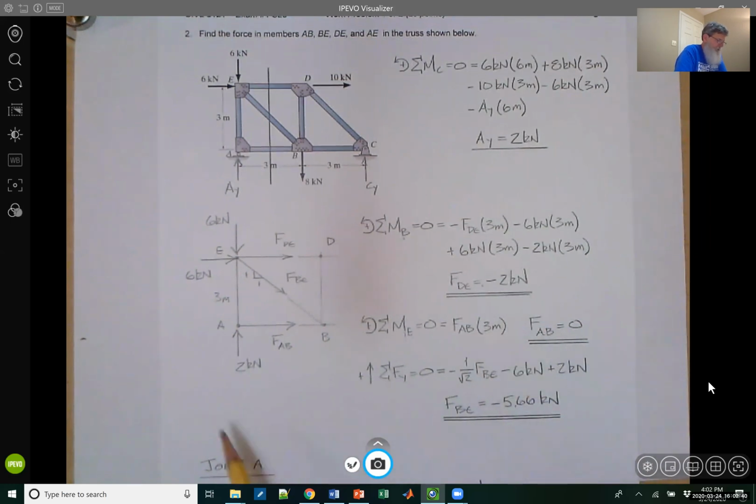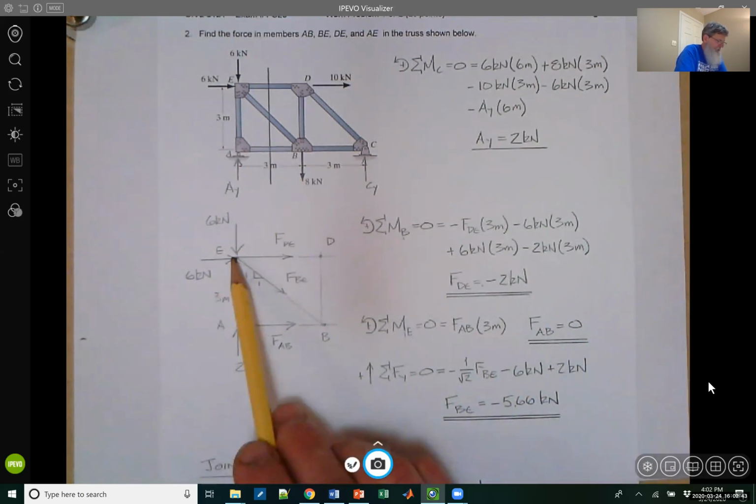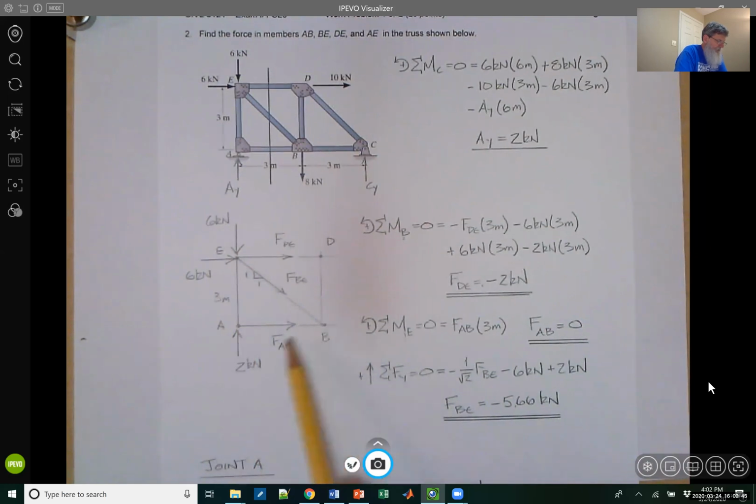Then I went to sum moments about E, which is here. So I have to worry about AB, and really, there's nothing else. Everything else passes through E, so really that was easy. AB was 0.